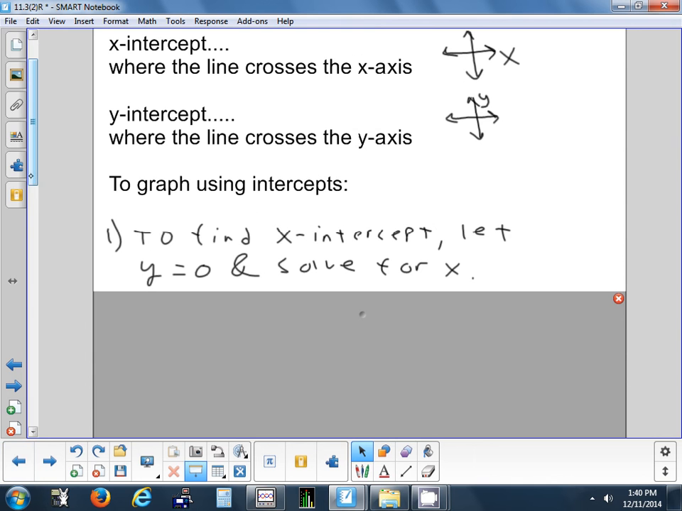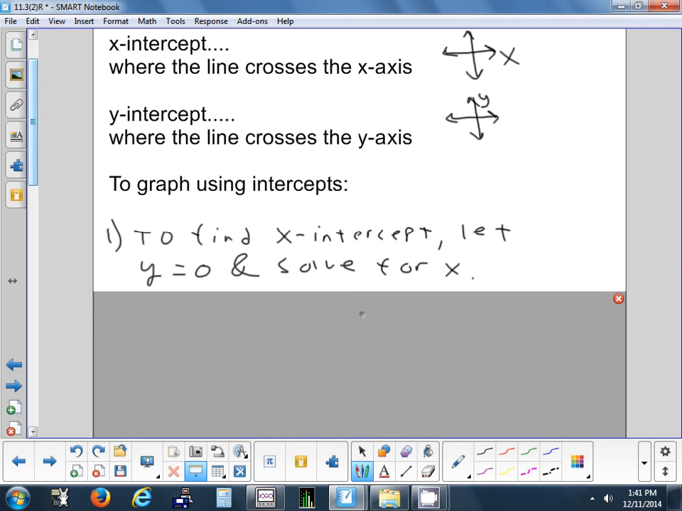Okay, so how do you find the x-intercept? I'm going to show you what you do. To find the x-intercept, let y equal 0. You're going to plug it into your problem, change y to 0, and then solve for x. So it's very easy. To find the x-intercept, plug 0 in for y, and then we'll solve for x.